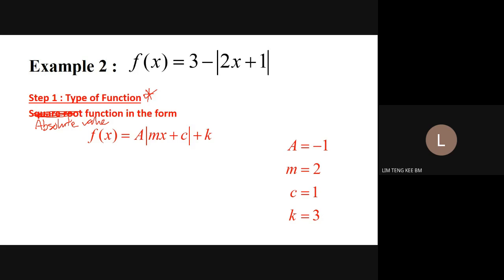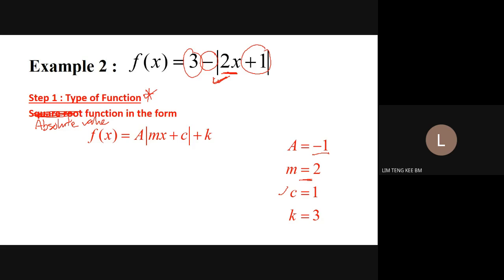And corresponding to the example we have here, the a will refer to the coefficient, the number that multiplies with the modulus, which is -1. The m is the coefficient of x, which is 2. The c, the k. So it happens to fulfill the form that we require.